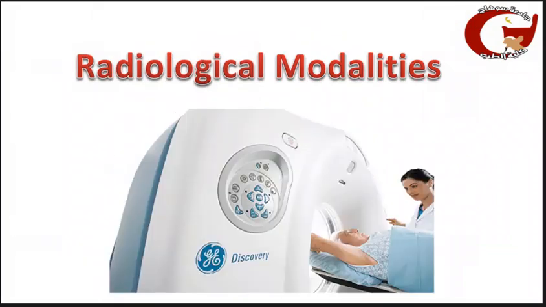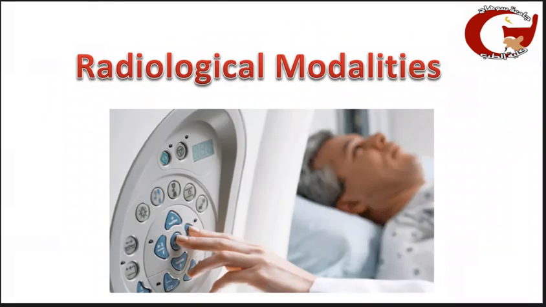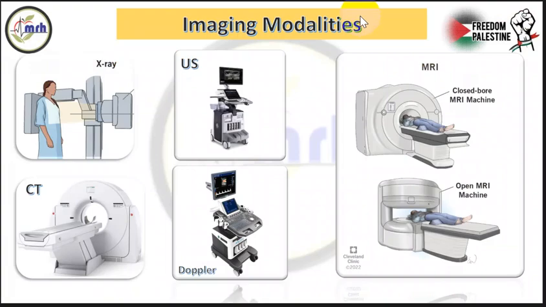We may know or not know the radiological modalities. The radiological modalities in general are many, but the most famous of them, the first one, is the X-ray. The X-ray, as we all know, is the oldest and most famous radiological modality. The next one is the ultrasound. As you know, we are doing X-ray and ultrasound here every day. Doppler is considered a branch of ultrasound. It is an examination of the vascular system.